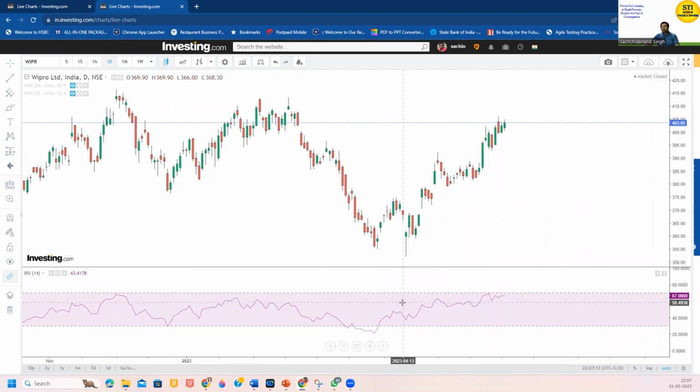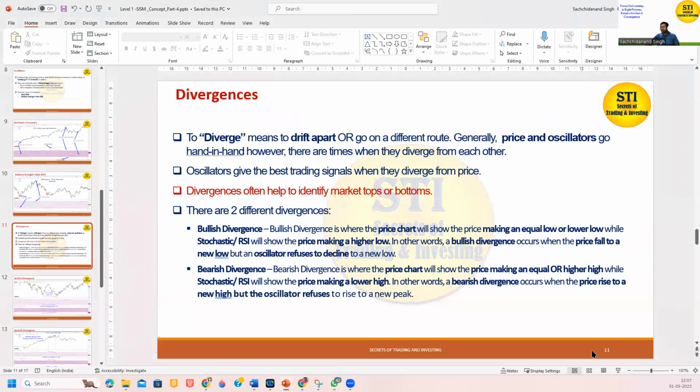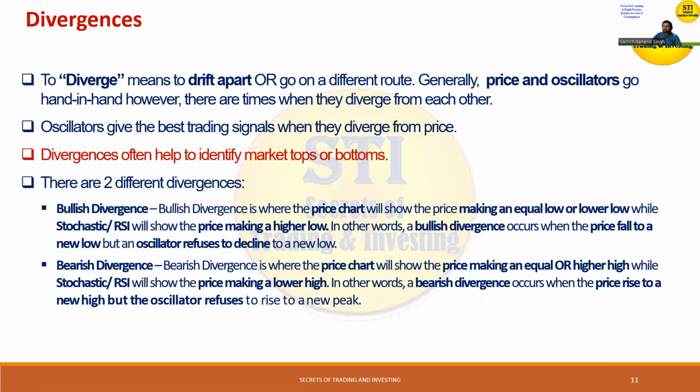So that was the definition: the movement of the price is not in sync with the RSI value. Such a situation will be treated as a divergence. How to exactly identify it? There is some more analysis we need to do. It's not basically an indicator; it's just a simple analysis. So we will learn about two different kinds of divergence.